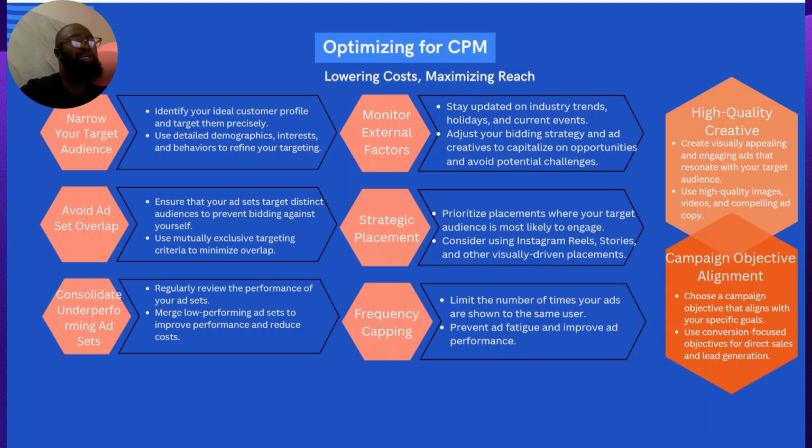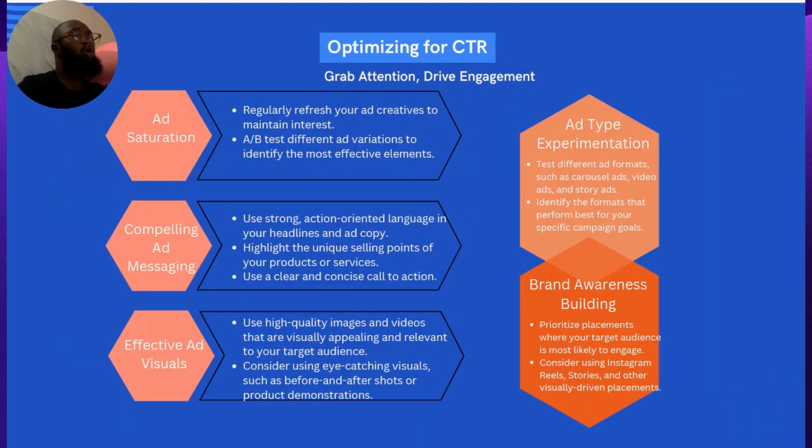The next metric that we are going to be discussing is the click-through rate. To optimize your click-through rate, you need to get your ad to grab attention easily and drive engagement. This is very critical because the goal of the ad is to get people to click. Once you are able to get people to click, at that point you are successful.